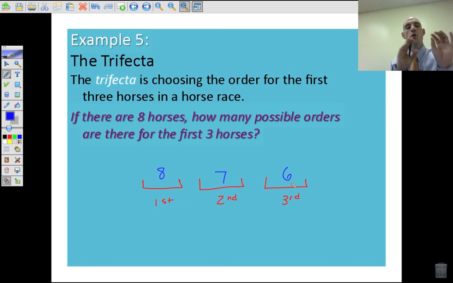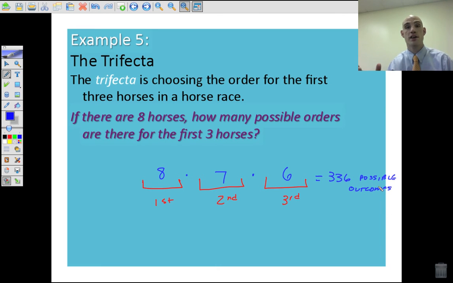And so the way to find out the number of possibilities is to say 8 times 7 times 6, because that is going to give us the number of possible outcomes for the first 3 horses. That's going to be 336 possible outcomes.